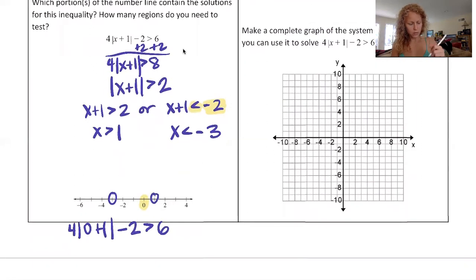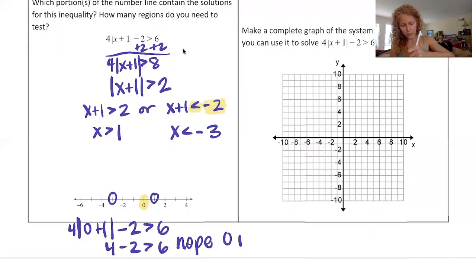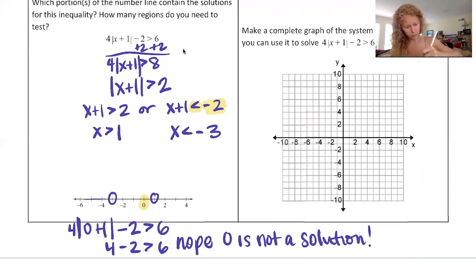Is this going to be true? Well, this is 4 times 1. 4 times 1 is 4. 4 minus 2. Is that greater than 6? Nope. So 0 is not a solution, meaning we go outward. 0 is not a solution. We don't include it.